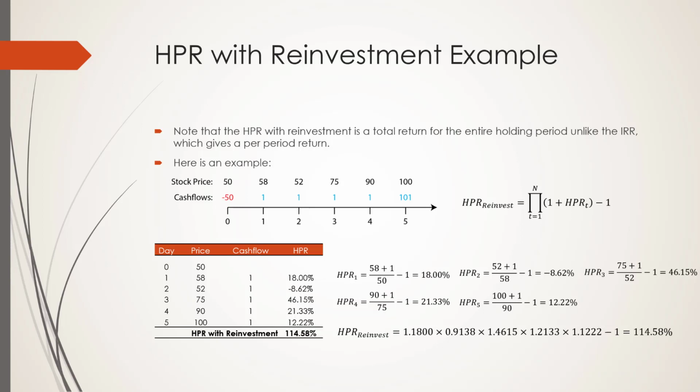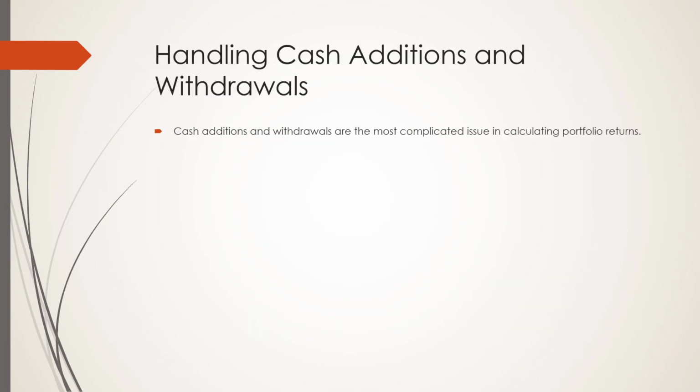Now, I don't have that on the slide. I just did it on my calculator. So the annualized HPR with reinvestment was about 16.5%. What happens if money goes into or comes out of a portfolio? So this is a little bit more complicated issue.